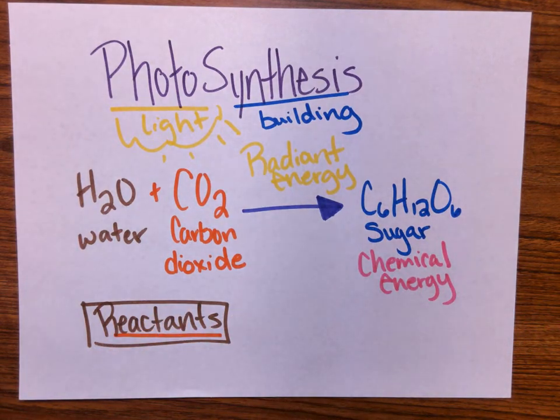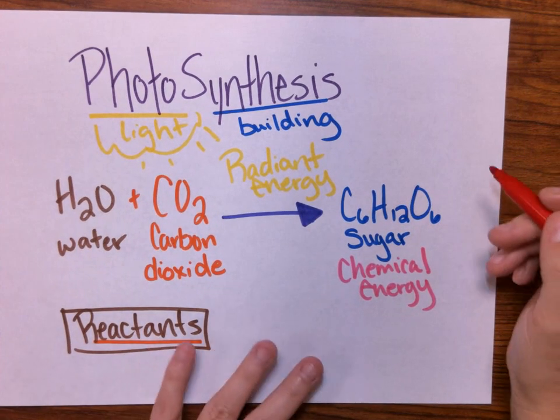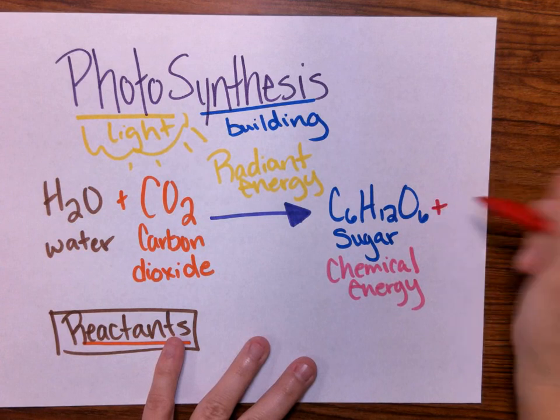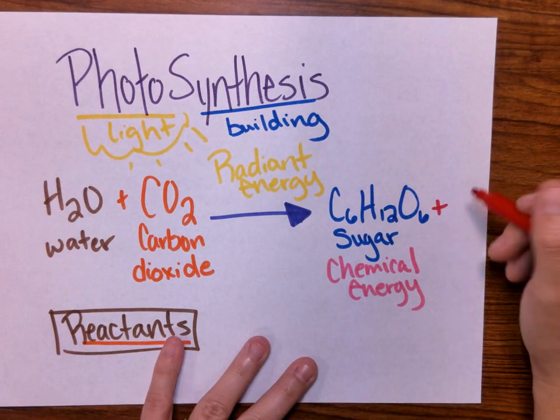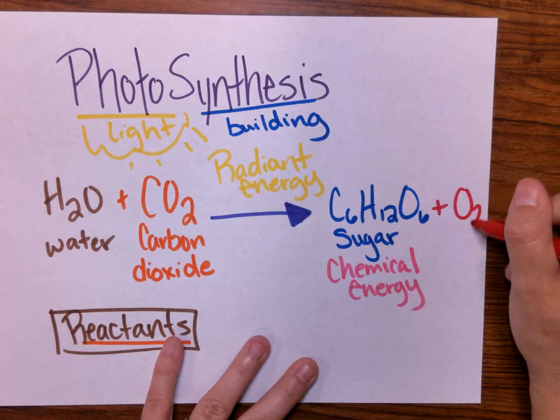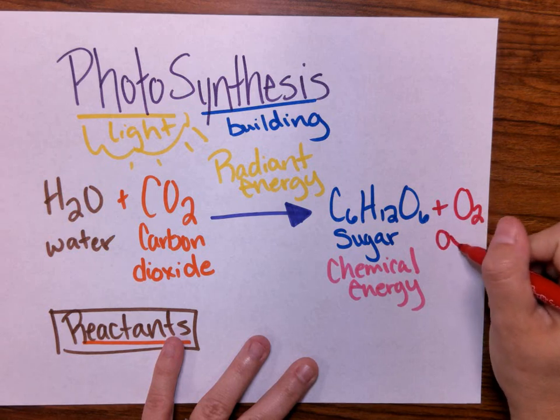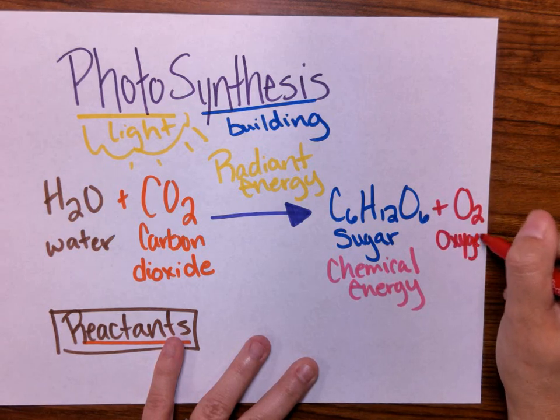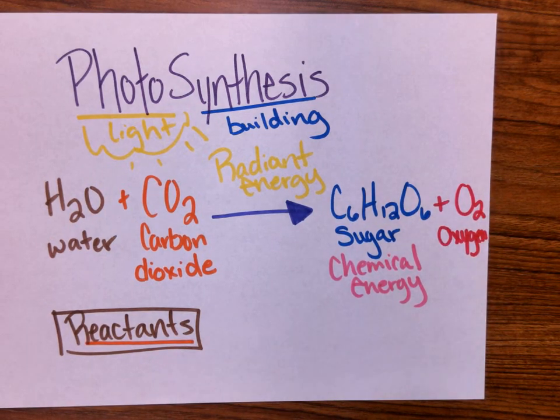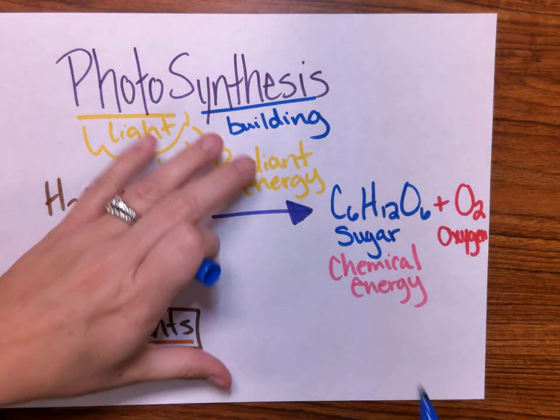Now, the plant also makes something it doesn't need, and it releases it. It just so happens that we need what it makes, what the byproduct is. So the byproduct, after it's made the sugar, is oxygen. So oxygen is written O2. It releases the oxygen through the leaves of the plant into the atmosphere. So this side, this part of the problem, is the products. It's what's being made.